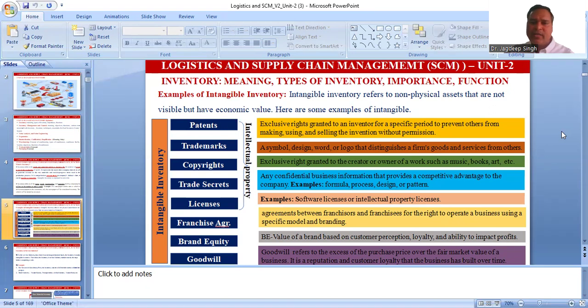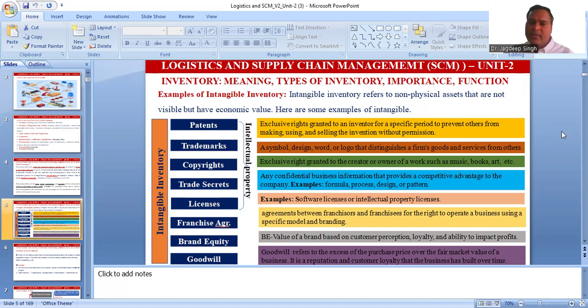Now, what is brand equity? Brand equity is the value of a brand based on customer perception, loyalty, and ability to impact profits. So this is called brand equity. And brand equity definitely has some value. Why? Because suppose Hindustan Unilever has got different brands, right? They will have brand value in the market based on that perception or loyalty only, that customers are buying their products, right?